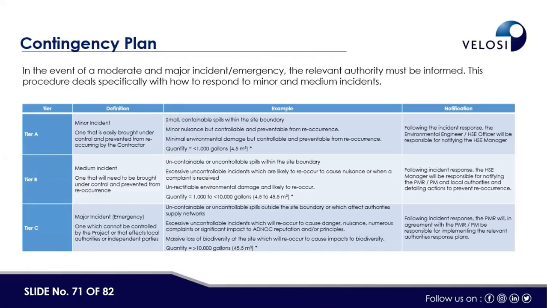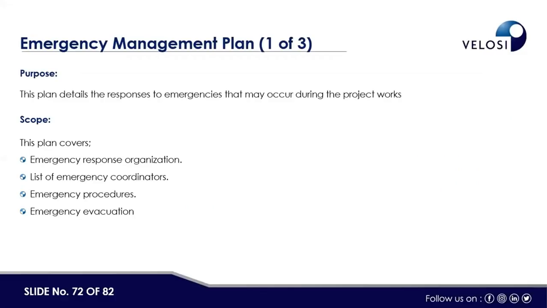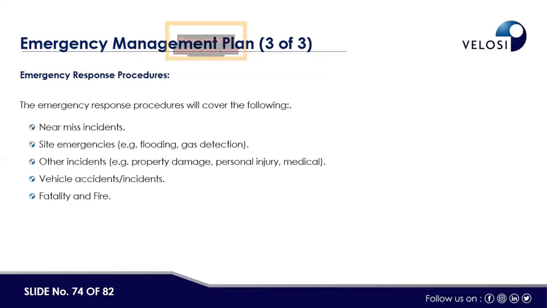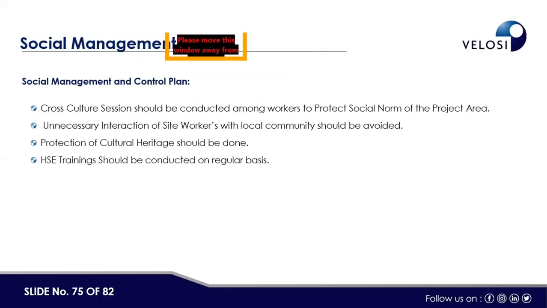affects the local authority and independent parties. Emergency management plan: in this plan we cover emergency response organization, list of emergency coordinators, emergency procedures, and emergency evacuation. We have identified the emergency coordinators, and we have given their position and the contact numbers. Then we developed the emergency response procedure that will cover the following: near miss incident, site emergencies, other incident, vehicle accident incident, and fatality and fire.